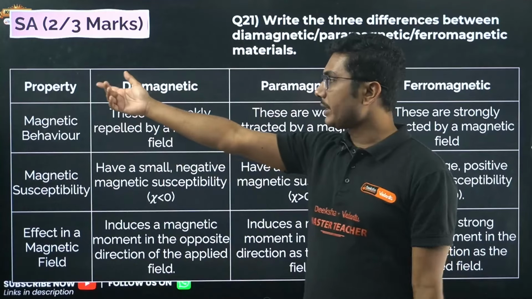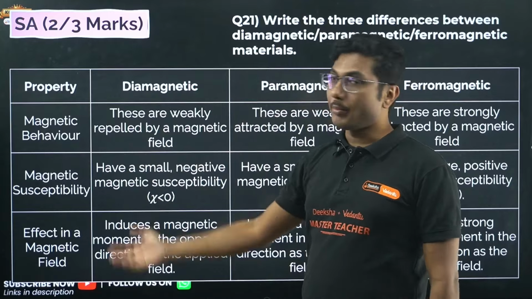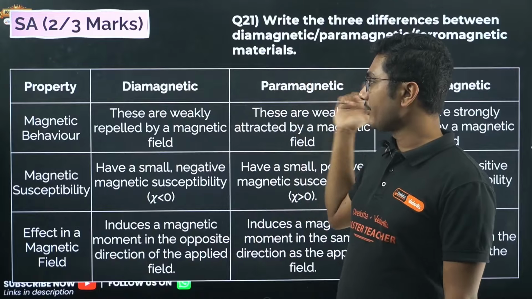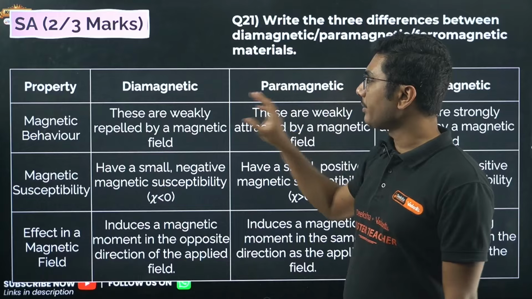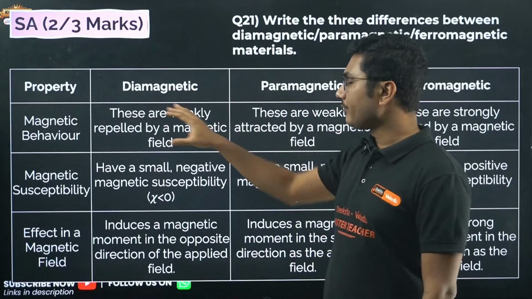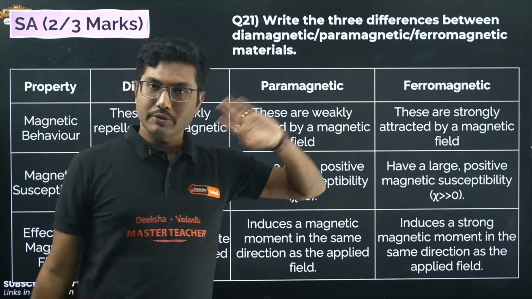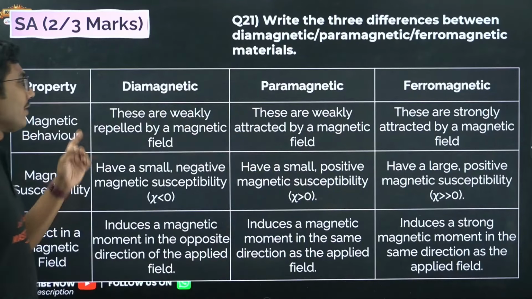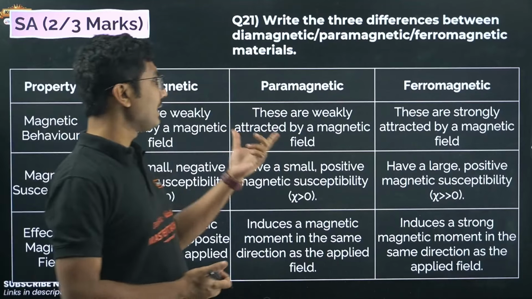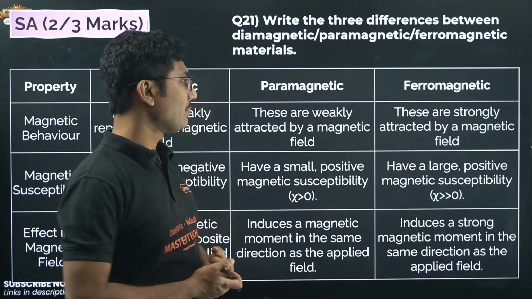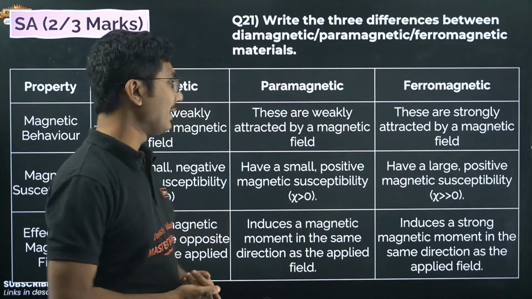So remember how to write the differences. You have to write the property on which you are writing the differences. This gives clarity to the examiner about which property you are writing. Diamagnetic, paramagnetic, ferromagnetic, you remember it this way. Any two: if diamagnetic and paramagnetic is coming, you write this; if dia and ferro is coming, then dia and ferro; if para and ferro is coming, then para and ferro. So for magnetic behavior, diamagnetic materials are weakly repelled by magnetic field. Paramagnetic materials are weakly attracted by magnetic field. Ferromagnetic materials are strongly attracted by magnetic field.